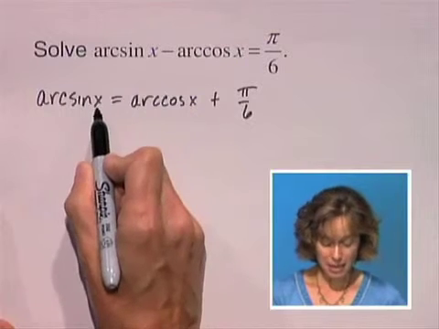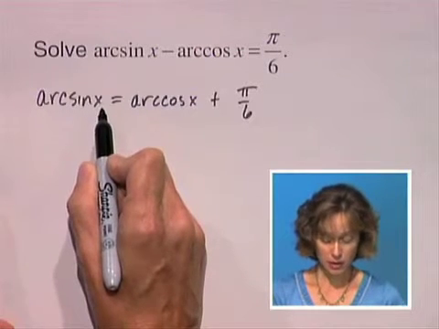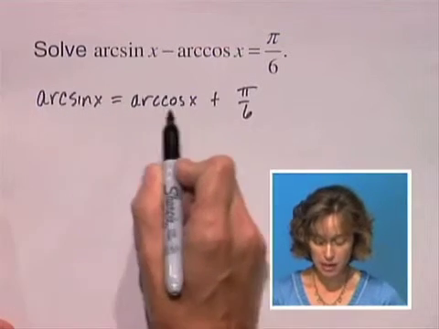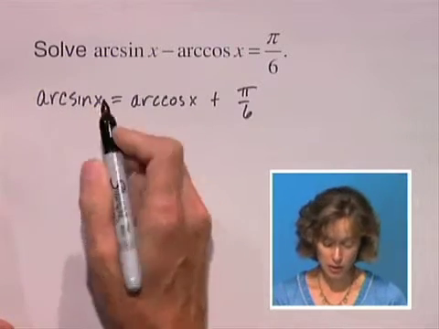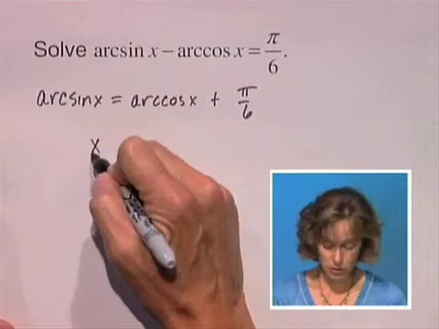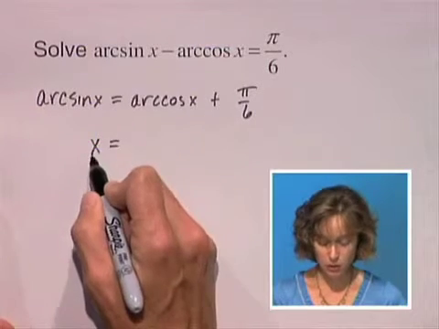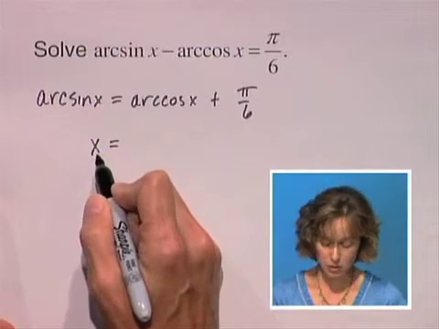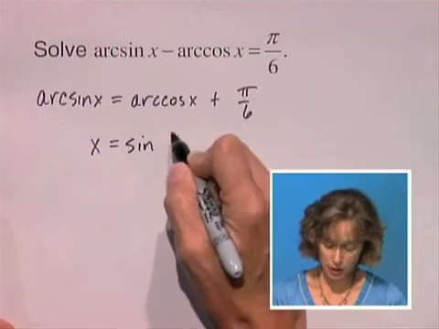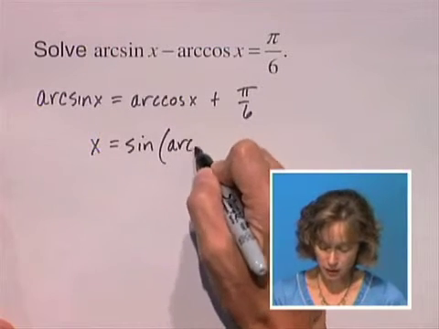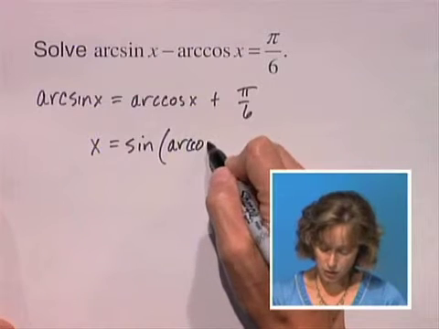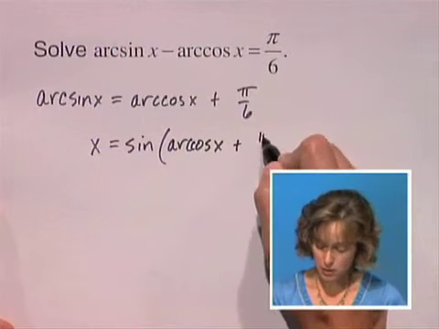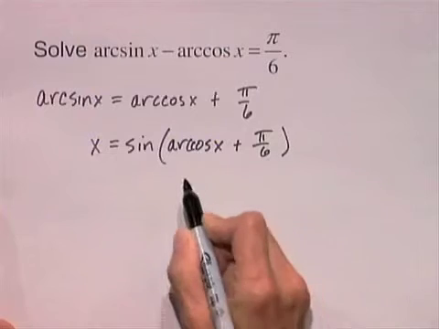I'm going to isolate this x on the left at this point by finding the sine of each side of the equation. Now the sine of the arc sine, the two functions will undo each other since they are inverses, and that will leave me with x. But on the other side, I'll have the sine of the arc cosine x plus pi over 6.